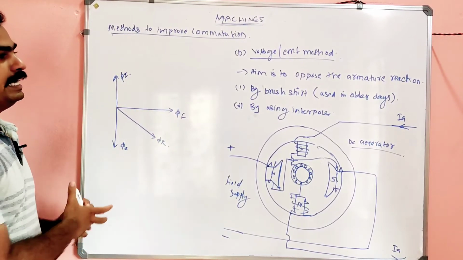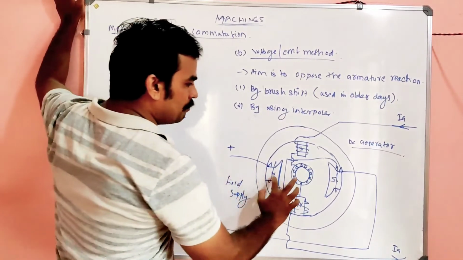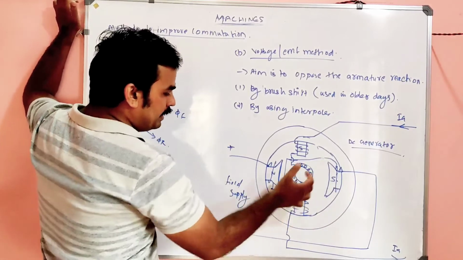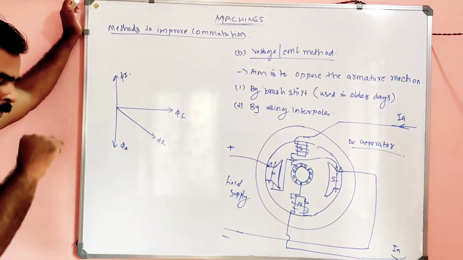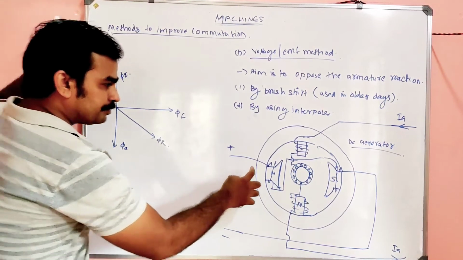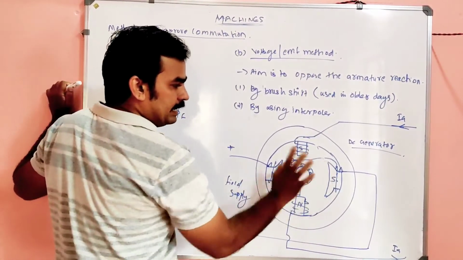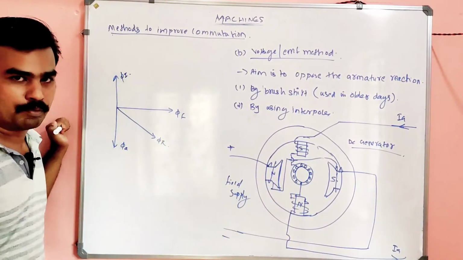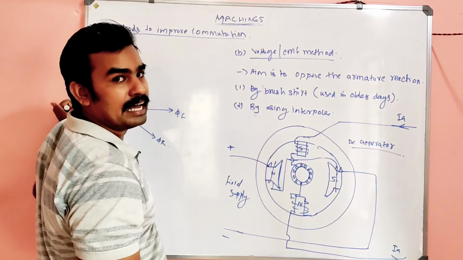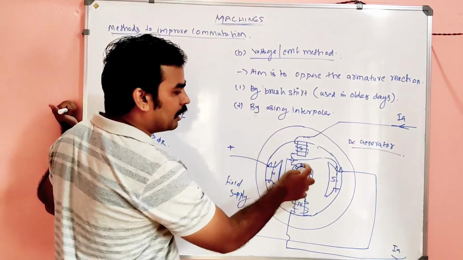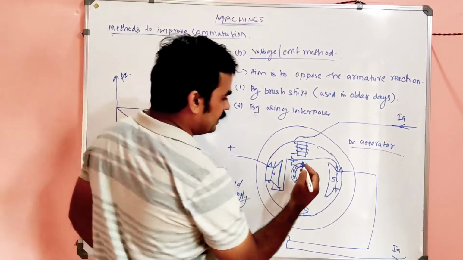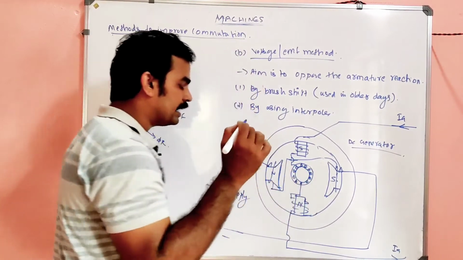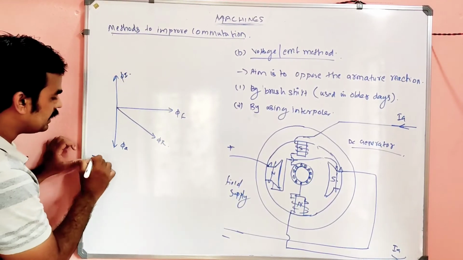So interpole means there are main poles. Suppose it's a two pole system. There are main poles N and S. The main pole is energized by some external DC field supply, which is connected in series and wound on N and S. Interpoles are the poles in between the main poles, and the interpole is connected in such a manner that it is in series with the armature coil. This is the armature coil, my dears. So the interpole connections are in such a manner that it is in series with the armature coil.